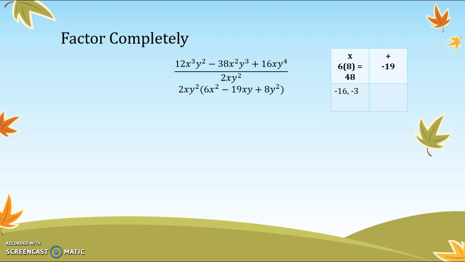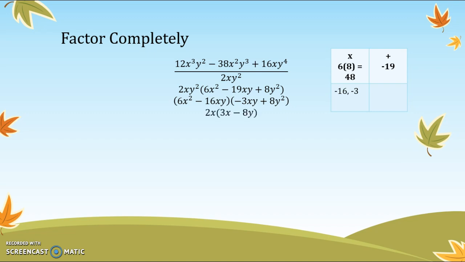Because we had to multiply the first and the last, we need to split our middle term using these numbers. If I split my middle term, I end up with 6x squared minus 16xy minus 3xy plus 8y squared. I'll come back to that 2xy squared in a moment. I'm just going to continue factoring, but I didn't forget about it. Because I have 4 terms, now I'm going to group the first two and the second two together.